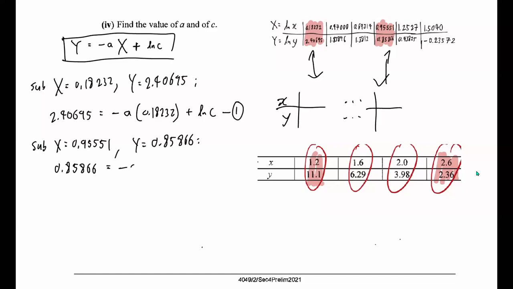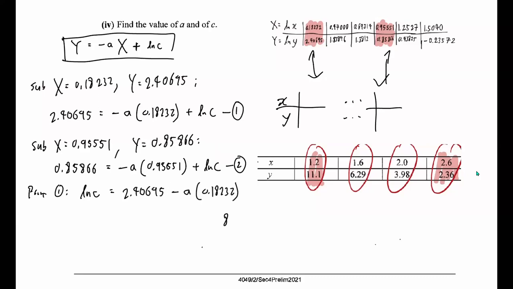0.85866 equals minus a times 0.95551 plus ln c, equation 2. So from, let's say, 1, I can make ln c the subject. So ln c will be equal to, just to save some time, 2.40695, then minus, bring over, become a plus a times 0.18232. This equation, I'll call it 3.